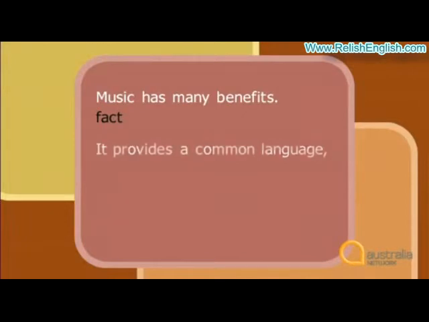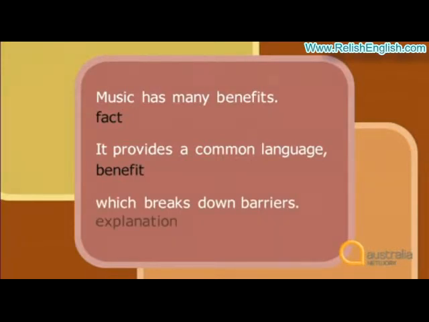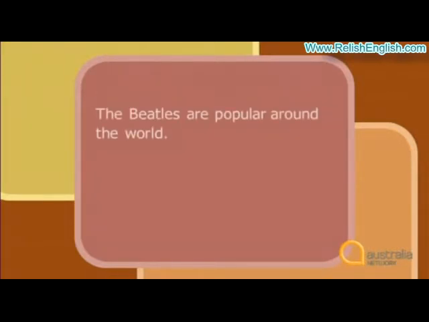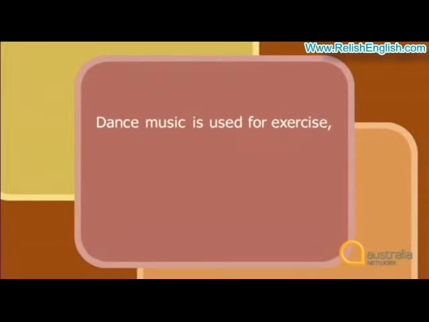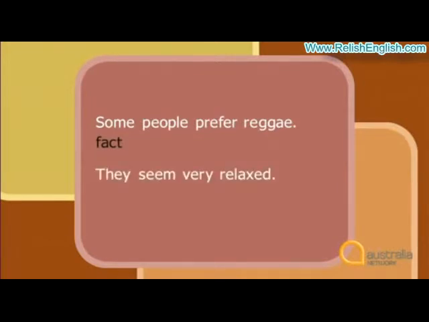Fact. It provides a common language. Benefit. Which breaks down barriers. Explanation. The Beatles are popular around the world. Example. Music helps people relax. Benefit. Dance music is used for exercise. Fact. Because it promotes movement. Reason. Some people prefer reggae. Fact. They seem very relaxed. Opinion.